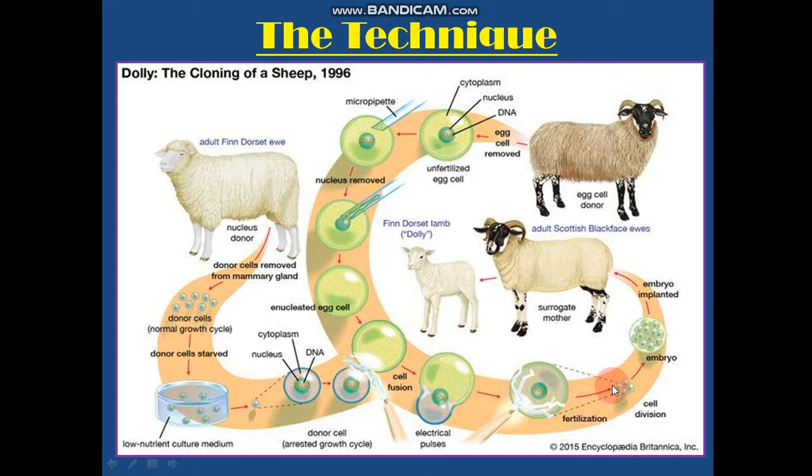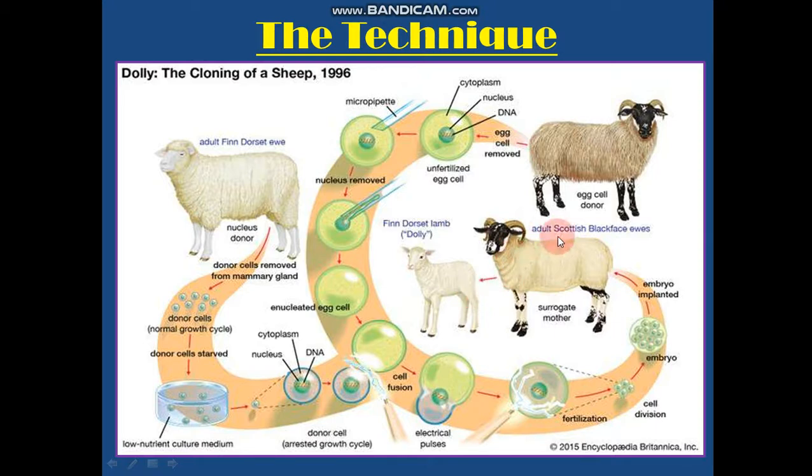Clear? Now when the cell division continued, an embryo was formed. Finally this embryo was implanted into another mother who was serving as a surrogate mother. Then after the gestation period, Dolly was born. Okay, so this is the whole technique.